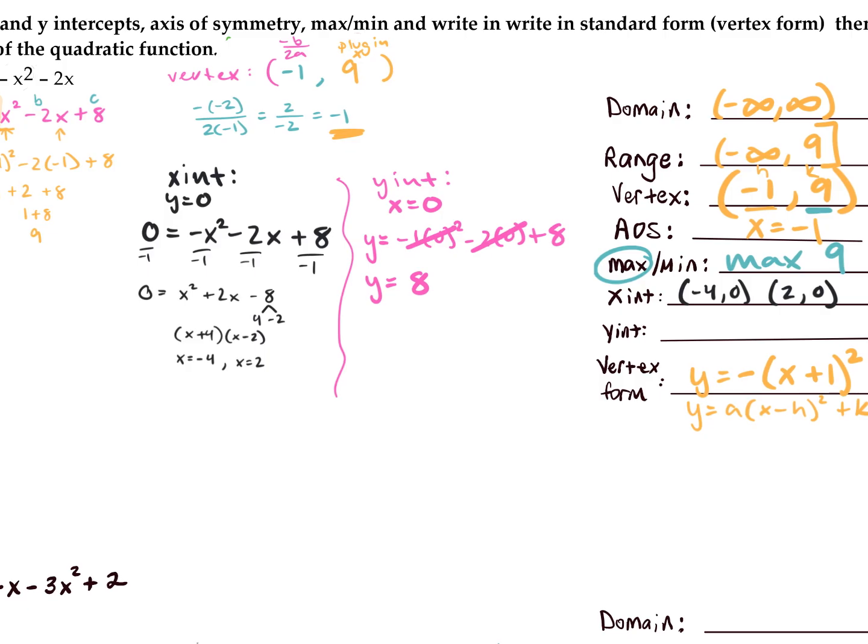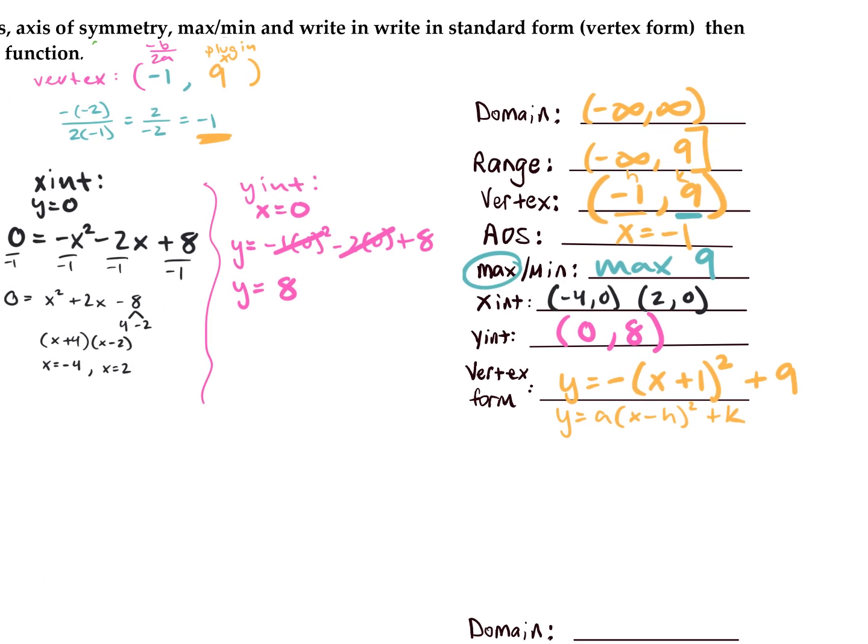So again, we want to write that as a point. Since it's what y is equal to, it's going to go in the y spot. So we have 0, 8 for our point for the y-intercept. So the x and the y-intercepts need to be coordinate points. You got to write it as an ordered pair.